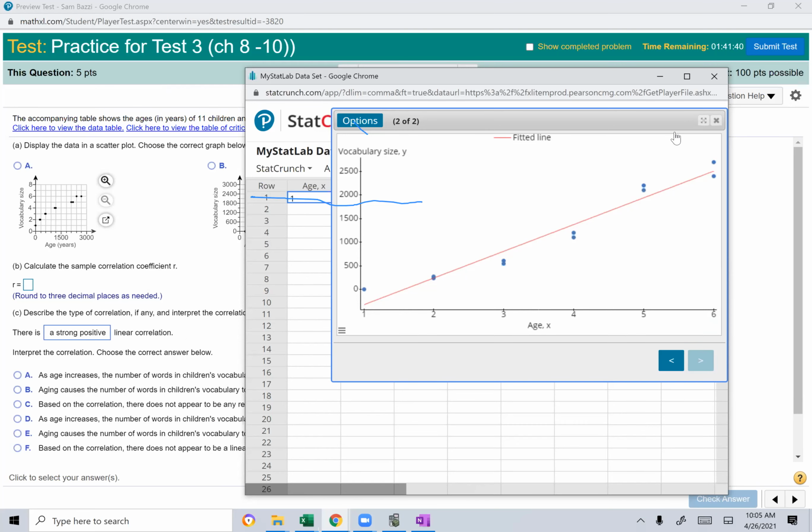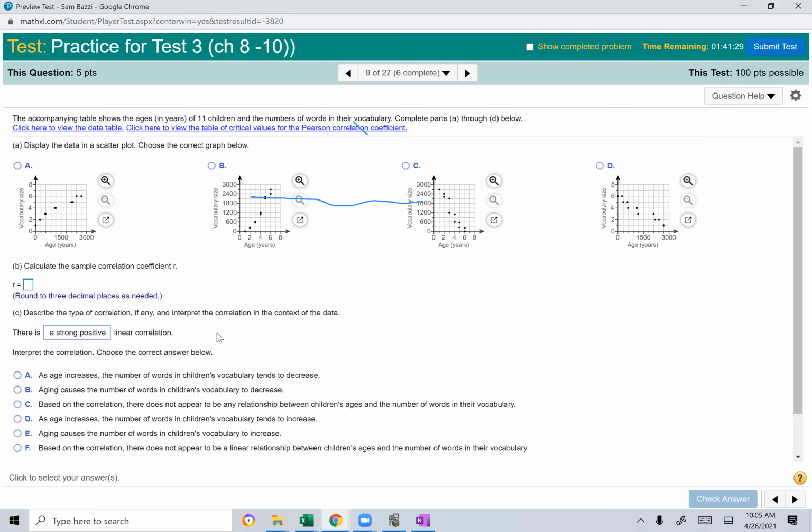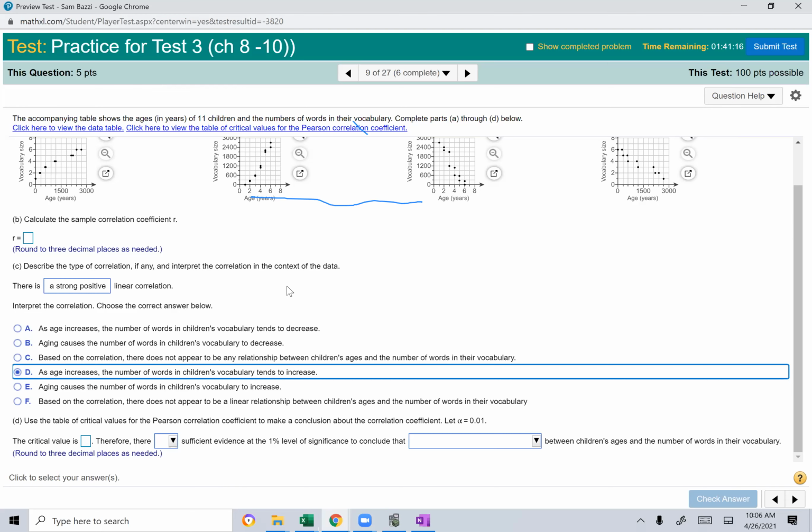Interpret the correlation. What does the correlation tell us here? We have age and vocab. As age increases, the number of vocabulary words just tends to increase. That's what we notice here. So you select this one from here. Not A, not B. Yeah, it's D. As age increases, the number of words in children's vocab tends to increase. And that's a fact, actually. They learn more, so they manage to retain more vocab words.